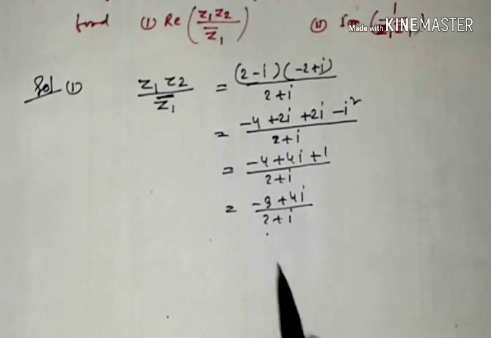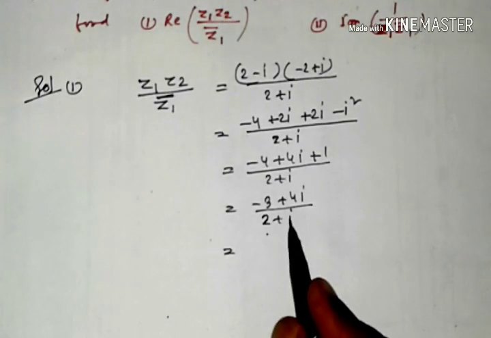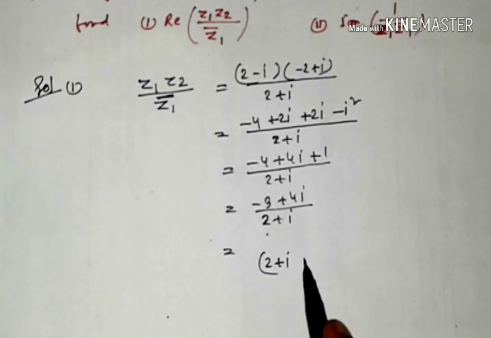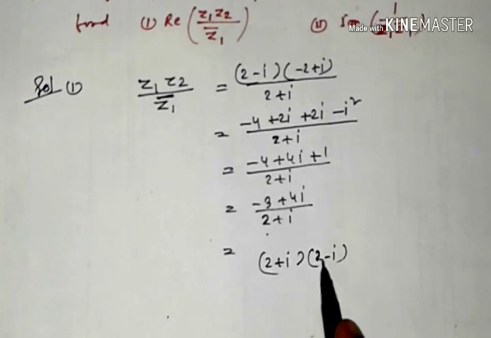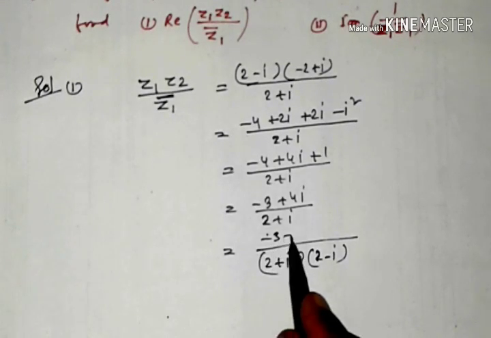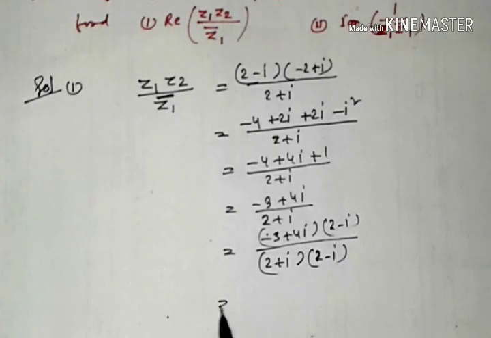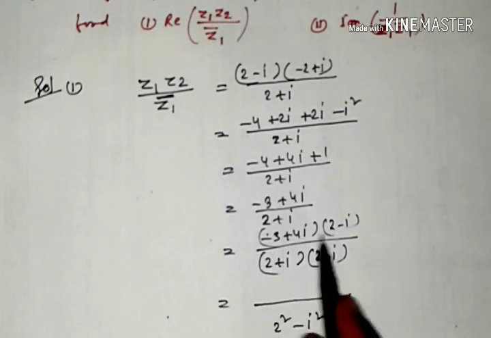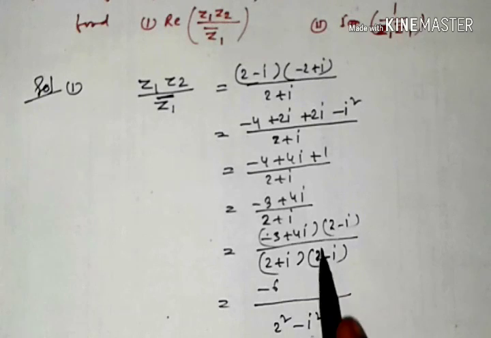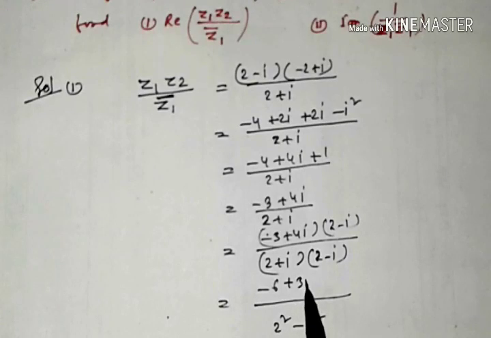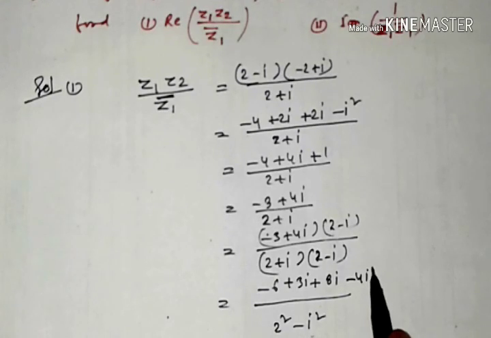Now we have to eliminate i from the denominator. So for 2 plus i, we multiply by 2 minus i, the conjugate of 2 plus i. So minus 3 plus 4i, there is also 2 minus i. The denominator is 2 square minus i square. That is minus 6. Minus 3 into minus i, that is plus 3i. That is 8i minus 4i square.